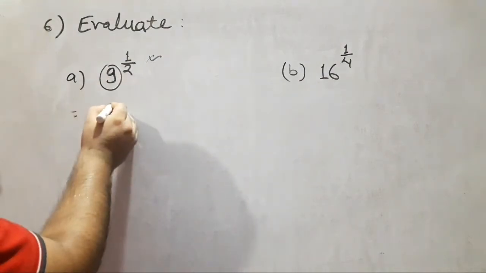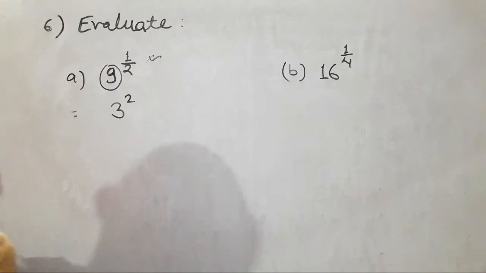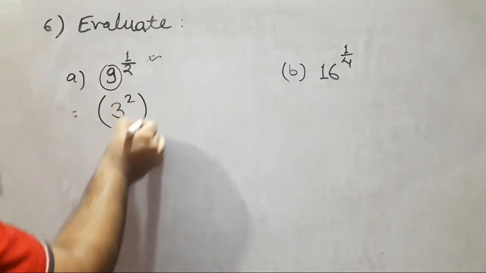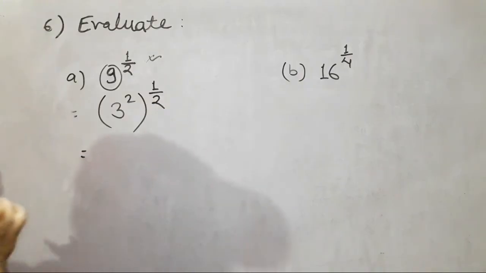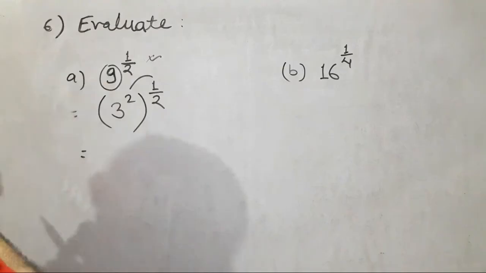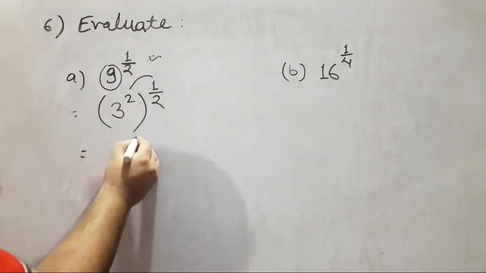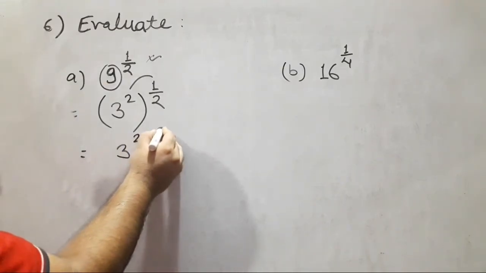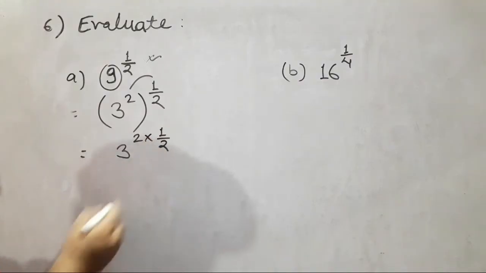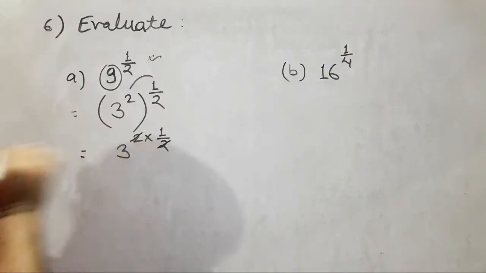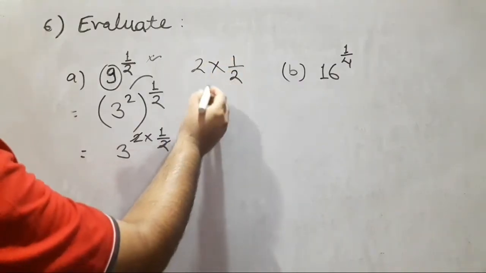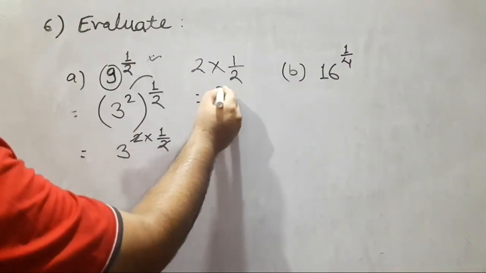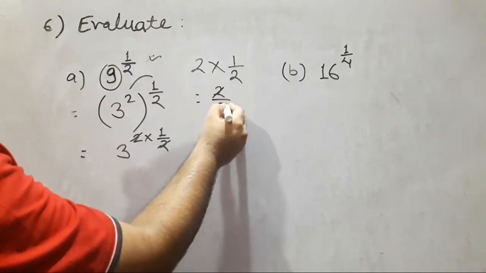So 9 can be written as 3 power 2, bracket power 1 by 2, which is already there. Now from the power law of indices, this power can be multiplied, 3 power 2 into 1 by 2. This 2 and this 2 can be cancelled. 2 into 1 by 2 can be written as 2 into 1, 2 by 2, 2 by 2 can be cancelled.